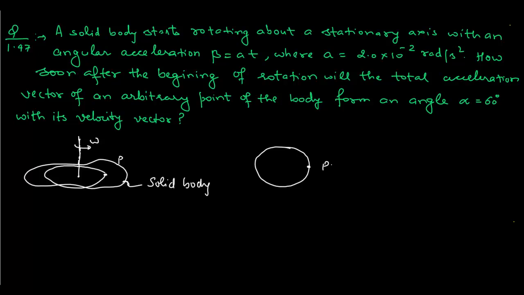Now what we have to find out is, if this body is accelerating with an angular acceleration beta given by this result, after how soon, that is, I have to find the time after the beginning of rotation that the total acceleration vector of an arbitrary point of the body forms an angle alpha of 60 degrees with the velocity vector. So we know that the velocity vector is tangential to the circle. So this is the velocity vector.